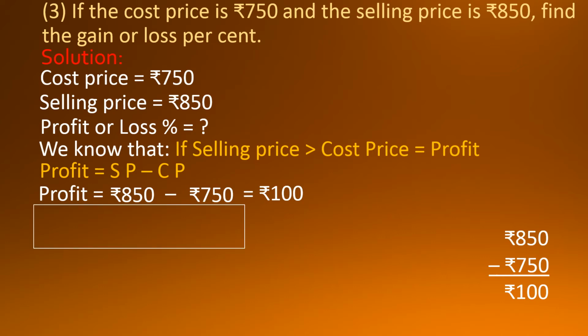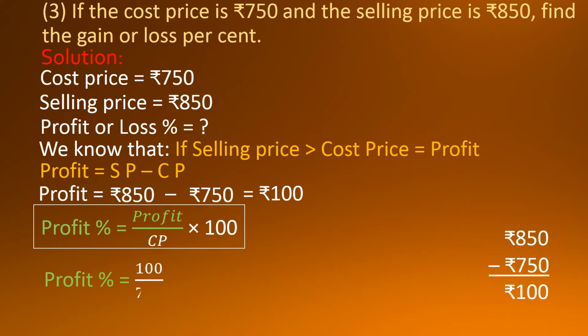Now we will find the profit percentage. And we know that profit percentage is equal to profit upon CP multiplied by 100. Now put the value. See, profit is equal to rupees 100 and CP is equal to rupees 750. So write down 100 upon 750 multiplied by 100. Now simplify. Cut 10 by 10. See, 75 and 100 both are divisible by the same digit 25. So divide. 25 3s are 75 and 25 4s are 100.